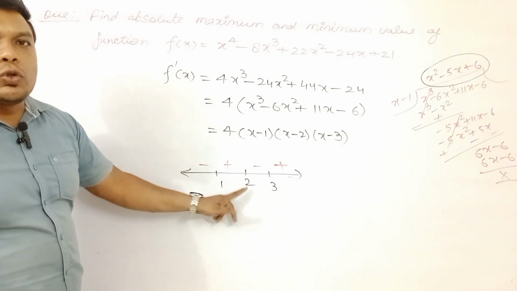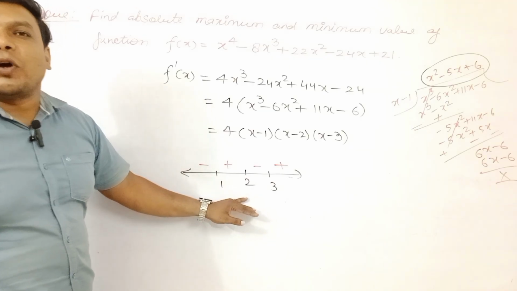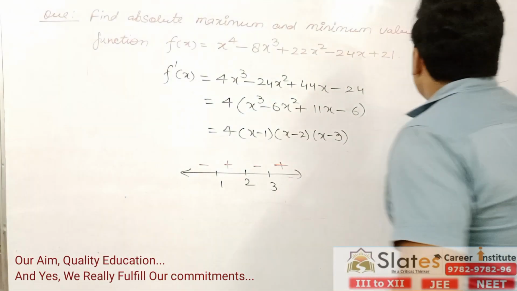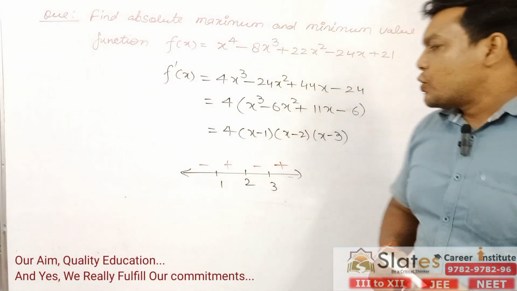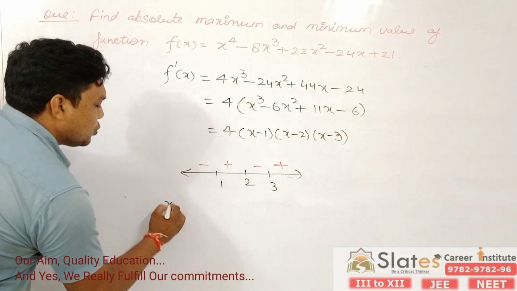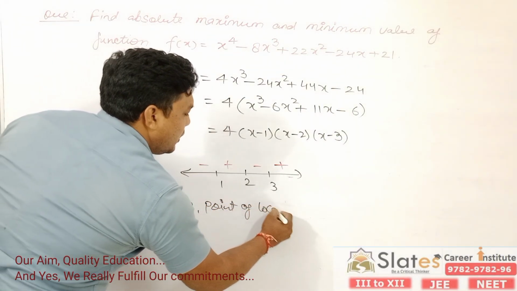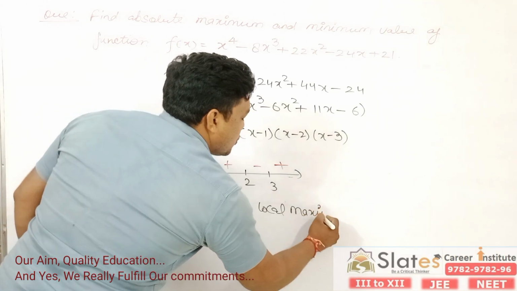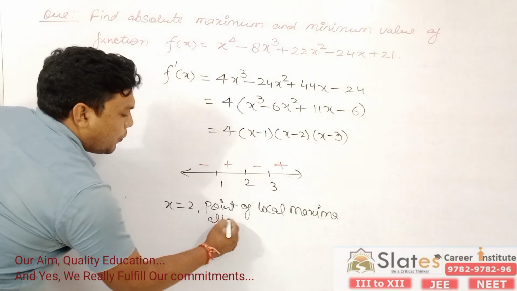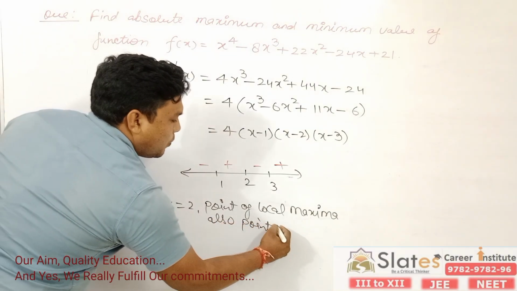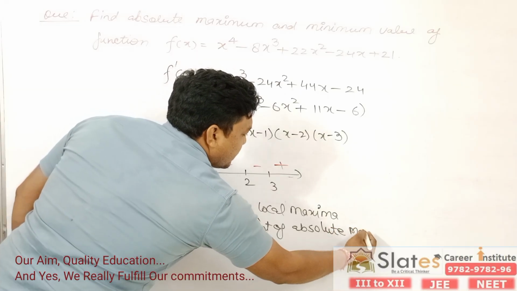And what about x equals 2? The sign of f dash x changes from positive to negative, so it is a point of local maxima. It will also be a point of absolute maxima, because we have only one point of maxima here. So x equals 2 is a point of local maxima, and we can also call it a point of absolute maxima. But what is the question?